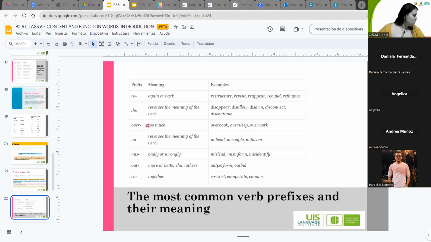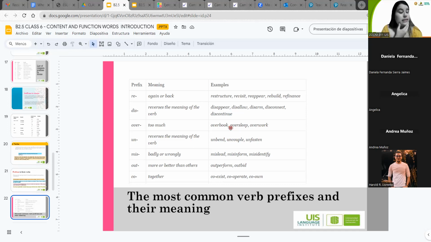Over means too much, right? For example, overbook, oversleep, overwork. So the verb book is like reservar, exactly. So overbook quiere decir que está más que sold out y que de pronto se reservó más de lo que la capacidad que había, right? Oversleep. Are there adjectives? What do you say?